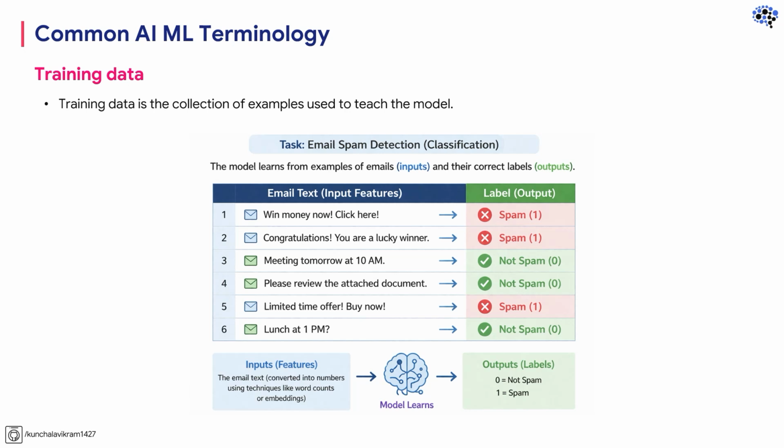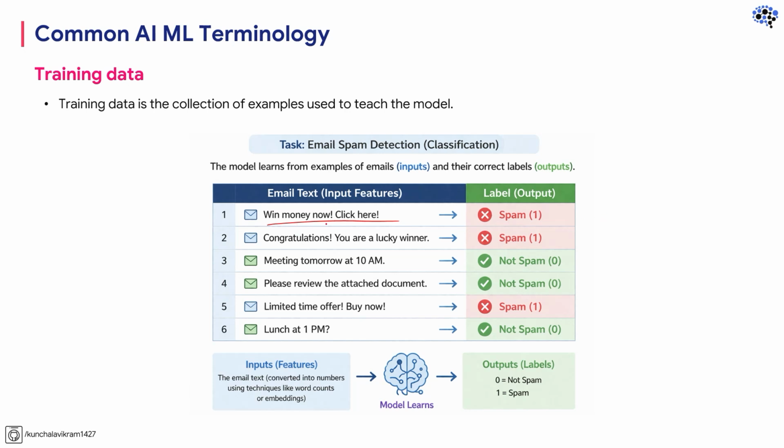Now coming to the training data, as we already discussed, a model has to go through training, and training data is nothing but a collection of examples that we use to teach the model. And as we already discussed, it is nothing but adjusting the weights of the model so that it produces the relevant output. We'll discuss labeled and unlabeled data in some time. For example, if I feed the model this email text, then it can detect whether it is spam or not spam.